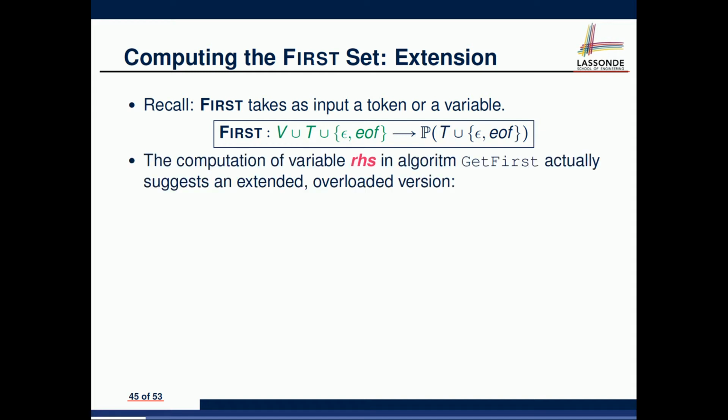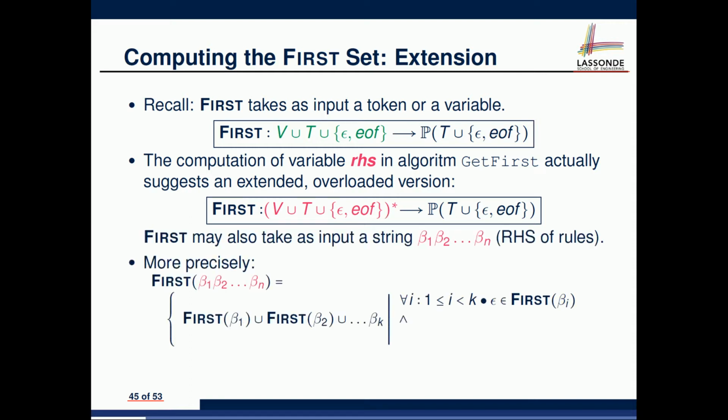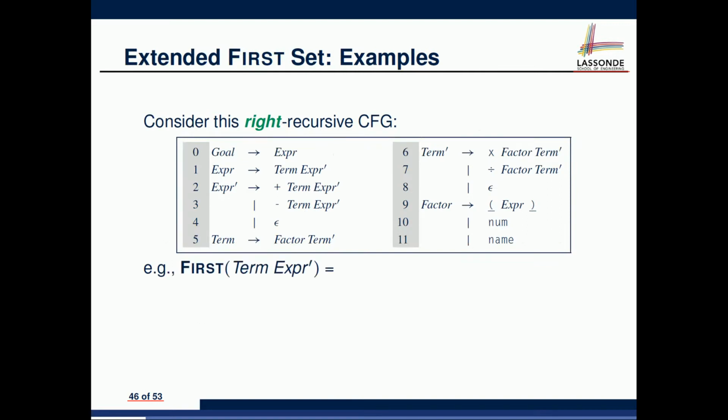And then, one thing: for this one here, you don't have to worry about the RHS. We're going to talk about RHS in the algorithm on Monday. But now, we're going to have an extended or overloaded version of first, just to make it a little bit more useful. Okay? So now notice the difference. Rather than taking a single variable or single token, it's going to take a series of variables and tokens. Well, why would that be useful? Let me show you an example right away. I'll show you the formal definition in a bit.